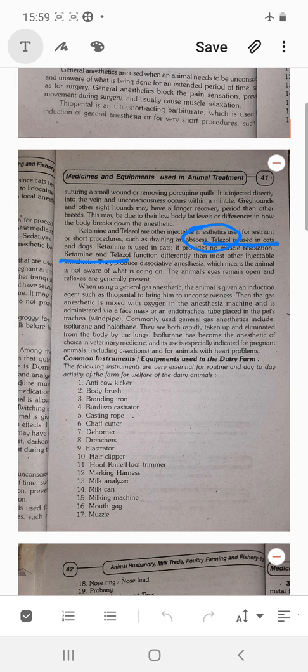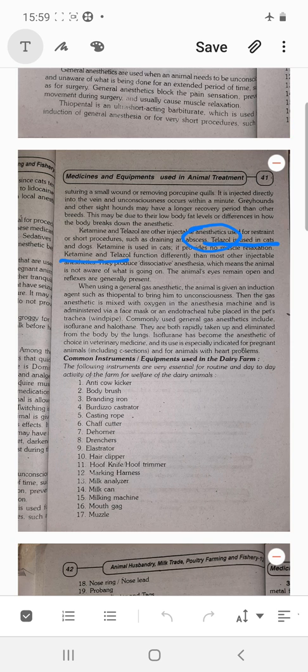Then the gas anesthetic is mixed with oxygen in the anesthesia machine and is administered by a face mask or endotracheal tube placed in the pet's trachea, meaning windpipe. Trachea, you know about the trachea, it is a very important pipe by which oxygen rushes into the lungs.